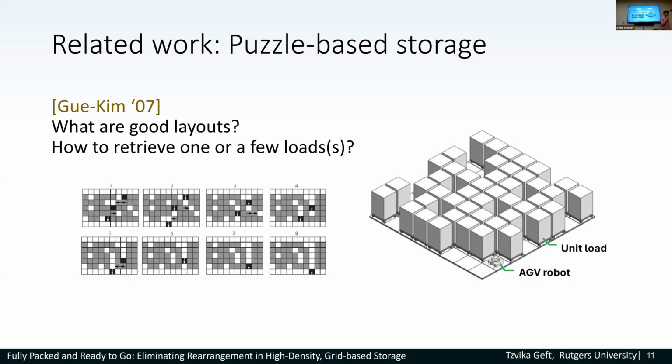Generally, they look at what if you want to retrieve one or a few loads. So it's kind of a pretty random setting. You don't know much in advance, or you don't necessarily have a storage phase. So that's that. Okay, let's look at the results.